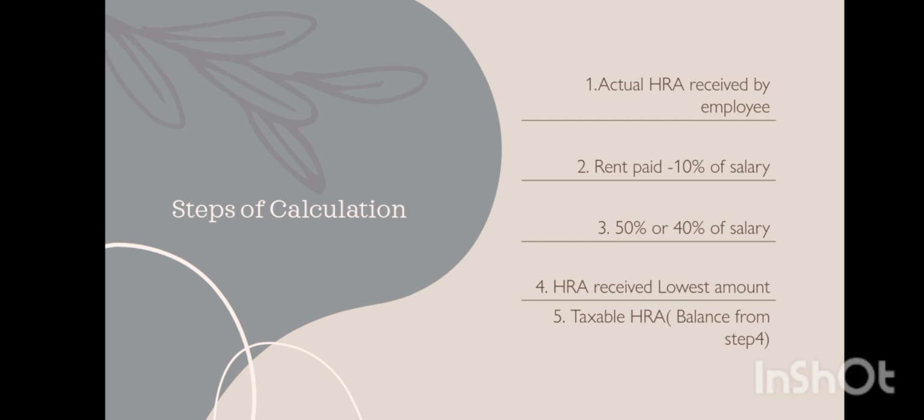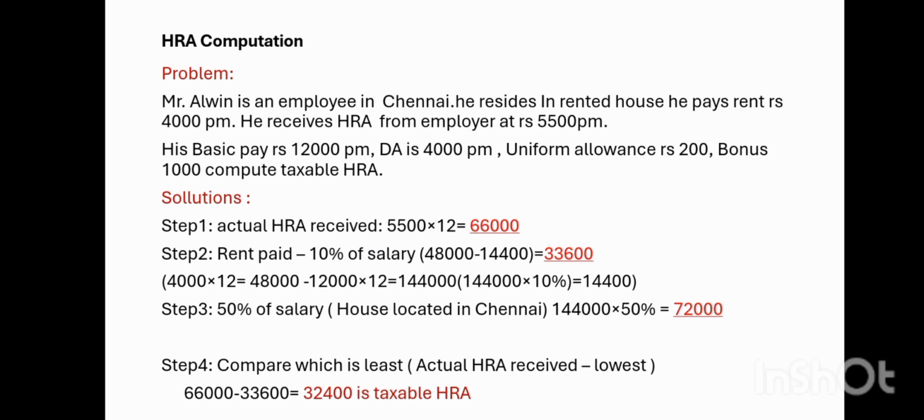And the fourth step is HRA received minus the lowest amount. HRA received, that we calculated in the first step, actual HRA received, minus the lowest amount in step 2 and step 3. That is the fourth step. So if actual HRA received is the lowest amount, then we consider actual HRA received as the exemptable HRA here.